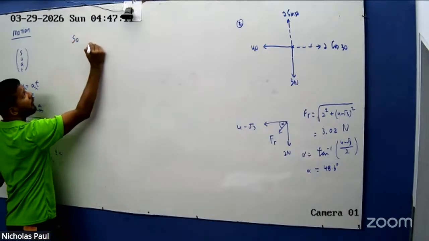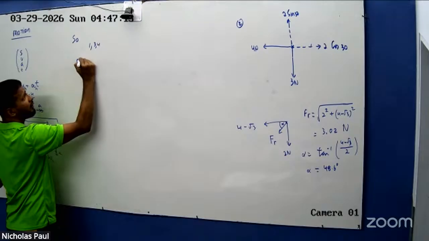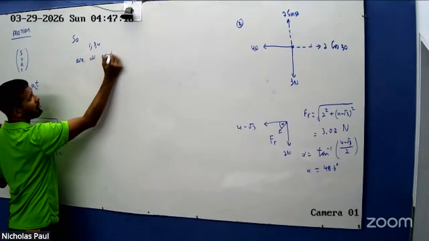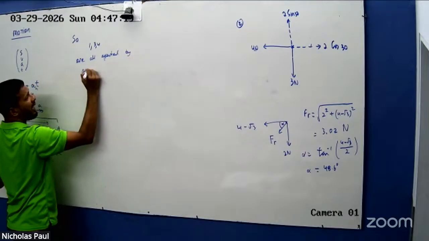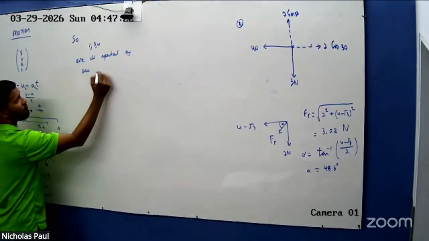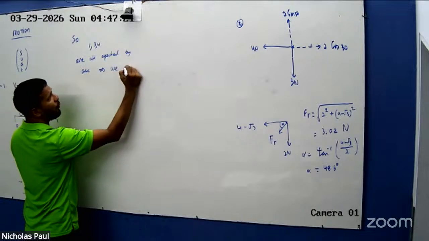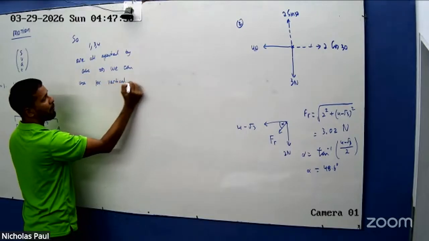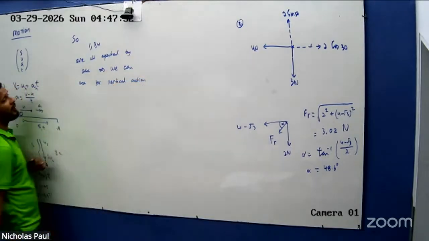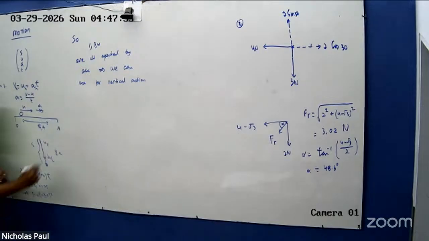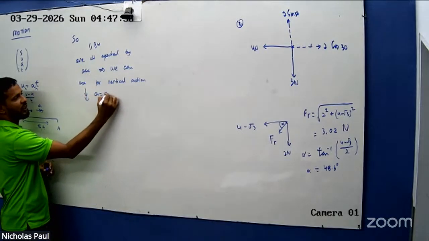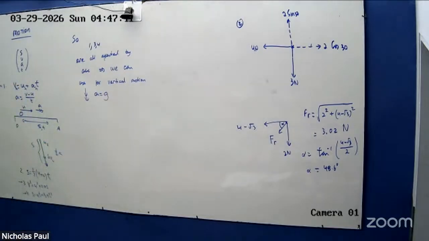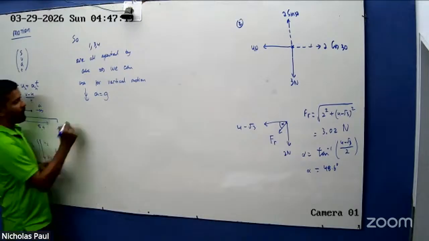So equations 1, 3, and 4 are all affected by acceleration. What does that mean? This implies we can use them for vertical motion. We can use them for vertical motion because in vertical motion, the acceleration is g. All right? Any question that has to do with vertical motion, then, right? I'm going to show you a nice little example here.